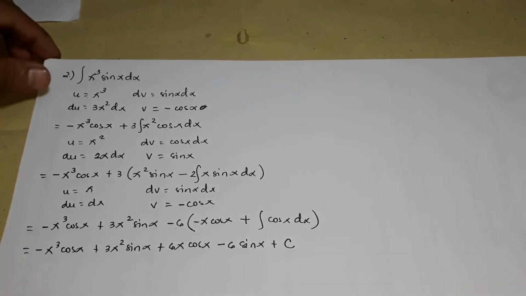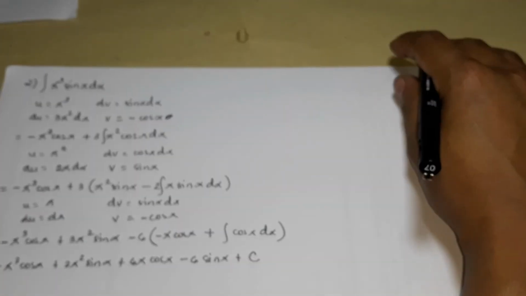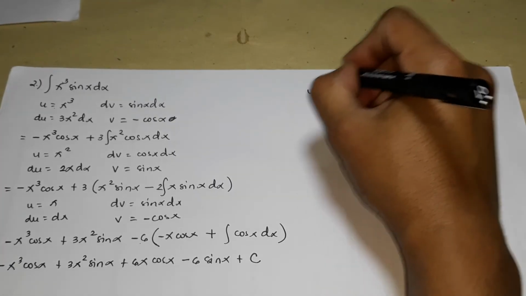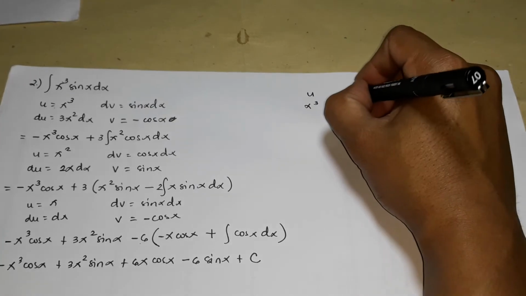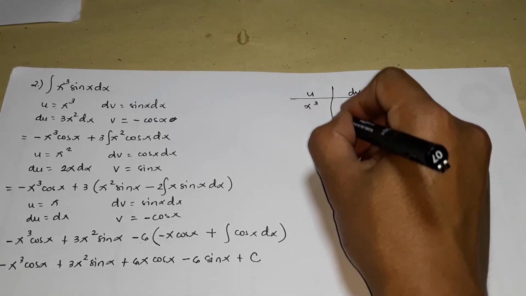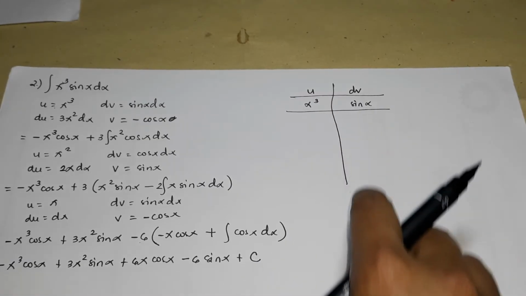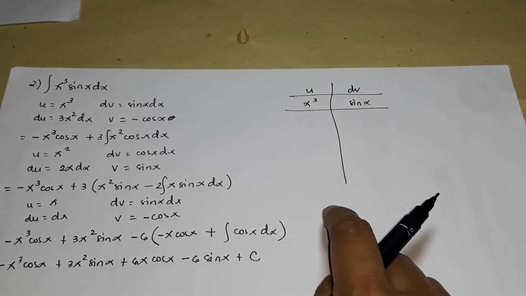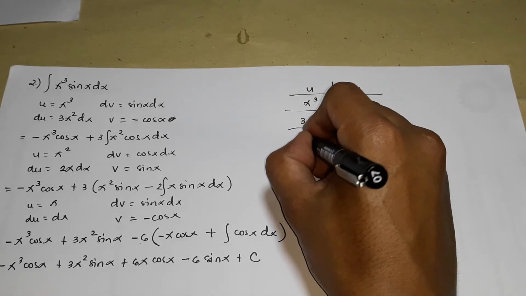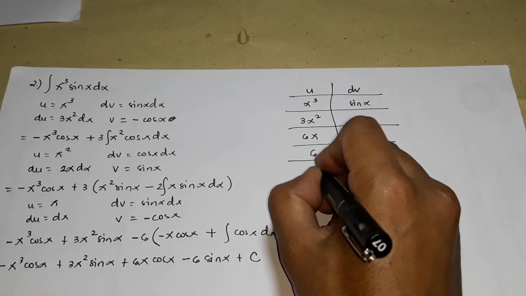Okay, once more, we will try to apply the tabular integration by parts procedure for x cubed sine x. Again, we divide this into two, the u part and the dv part. For the u part, we have x cubed, and for the dv part, you have sine x. And then you keep on differentiating x cubed until the derivative becomes 0. So you have 3x squared, then that will become 6x, differentiated again, that will become 6, differentiated again, will become 0.